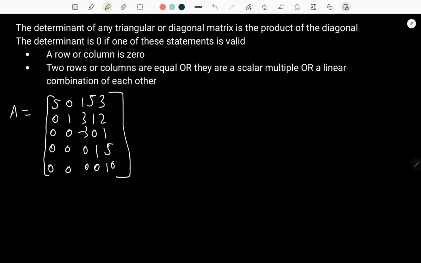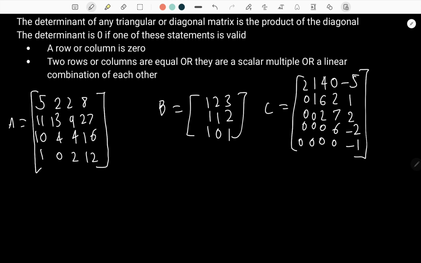So here we have a 5 by 5 matrix of which we want to find the determinant, and as we can see, this is an upper triangular matrix as there are zeros below the diagonal, so straight away we can say the determinant is equal to the product of the diagonal, which is going to be 5 times 1 times -3 times 1 times 10, which is going to give you -150.